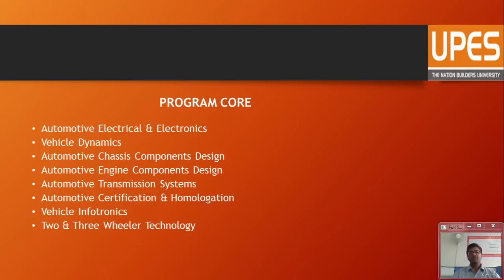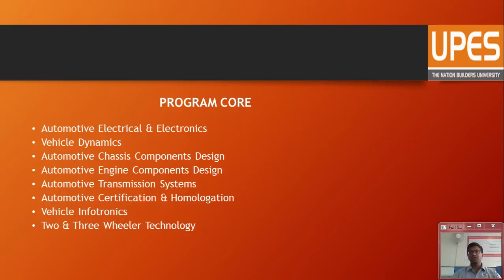Again, a few important subjects which are thoroughly related to automotive. These are automotive electrical and electronics, vehicle dynamics, and automotive chassis component design, in which you will learn how to design each and every component of an automobile, like the propeller shaft and transmission system. In the automotive transmission system, you will focus on designing gearboxes, the different types of gearbox used in day-to-day automobiles, like constant mesh and synchromesh. All that designing you will learn in this subject.